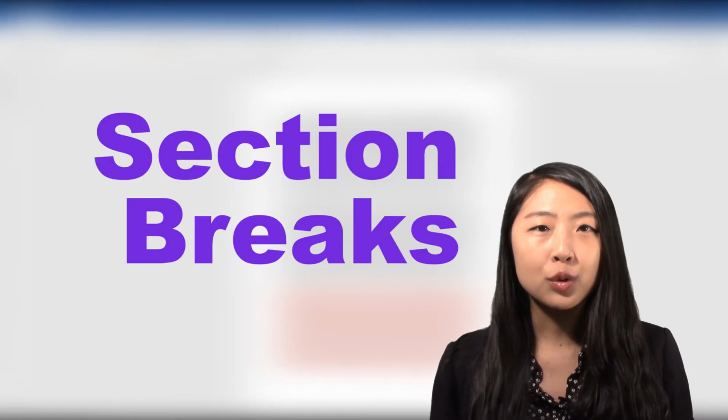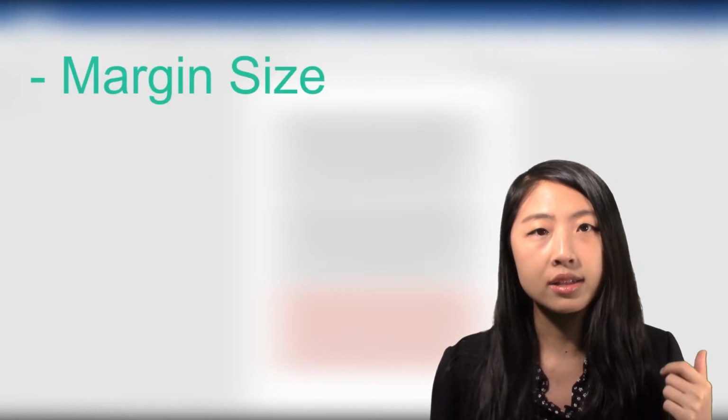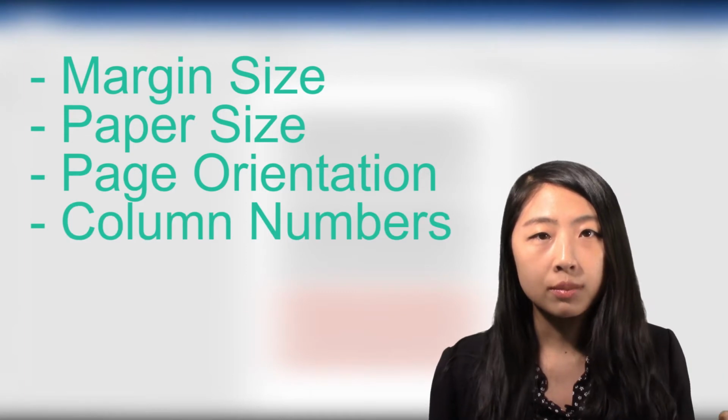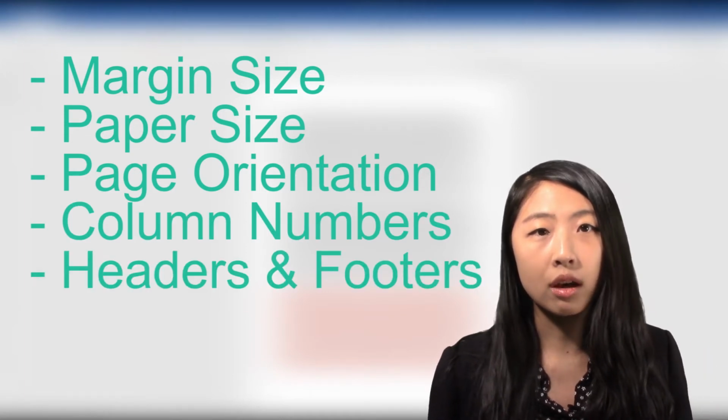Now that we've looked at page breaks, I want to introduce you to section breaks. When you create section breaks, you are dividing the document up into different parts so that you can format them independently, meaning you'll be able to apply formatting changes such as margin size, paper size, page orientation, column numbers, or headers and footers without affecting the document as a whole.